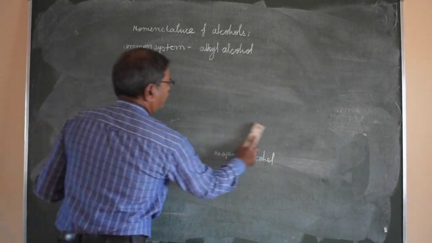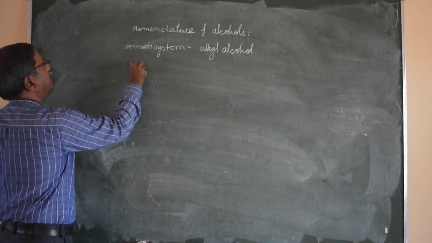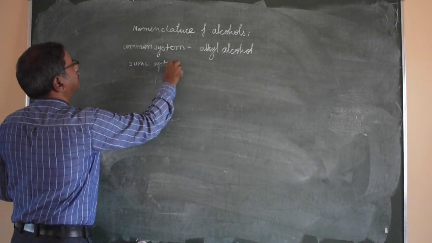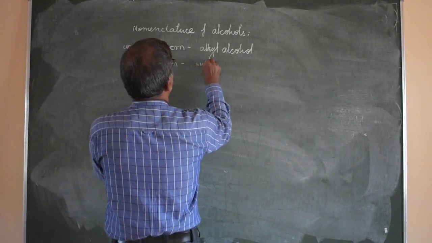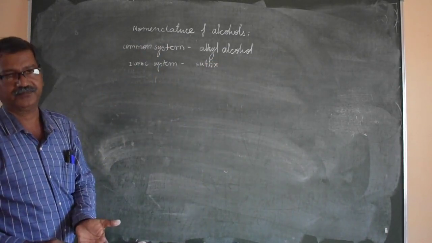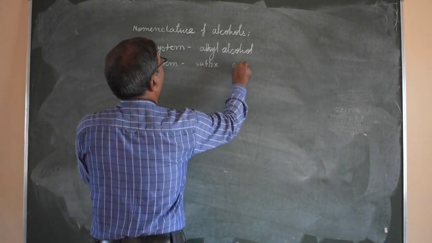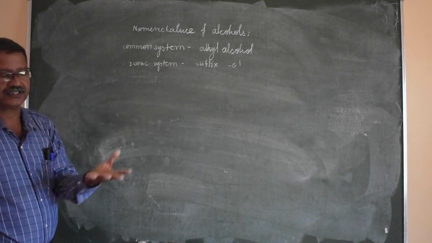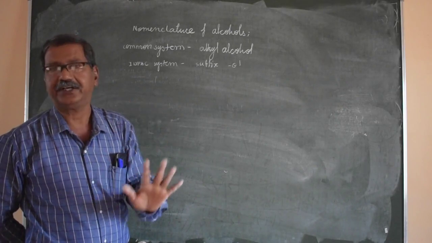Now about IUPAC nomenclature, the IUPAC system of naming the compound. We know the suffix for alcohol. Suffix is very important in IUPAC; suffix as well as prefix, both are important. Suffix means functional group. OH is the functional group, and the suffix for alcohol is -ol. So it is alkanol: methanol, ethanol, propanol, etc.